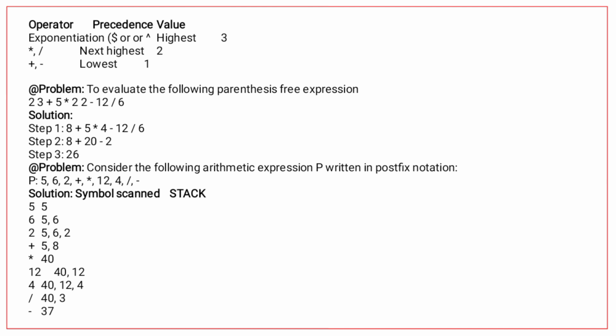The next element we scan is 12, 40 comma 12. The next element scanned is 4. The next element scanned is slash, it means that 12 divided by 4, the result is 40 comma 3. And the next element scanned is minus symbol, and the result is 40 minus 3 equal to 37. So we solve this problem step by step.